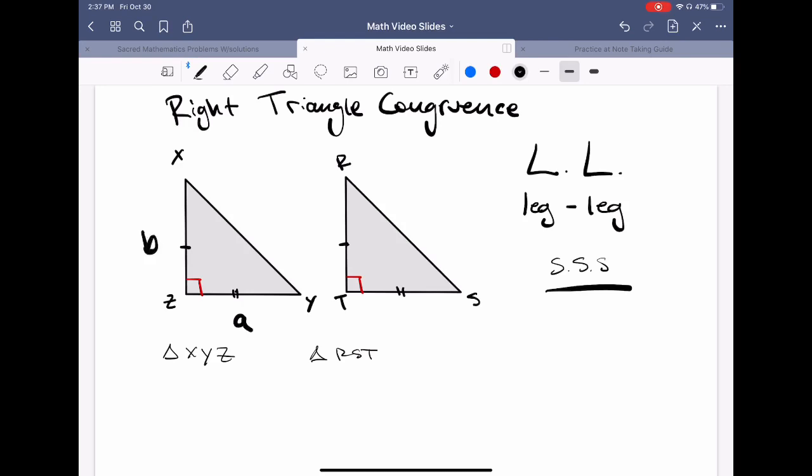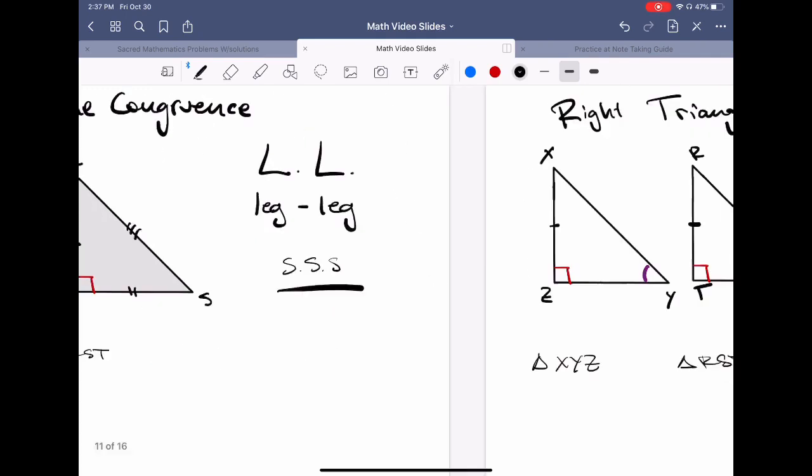We got A, B, and C. And in a right triangle, because we're using the Pythagorean theorem, if I know A and B, C can only be one number. Likewise in the other triangle. So that's how I can say these two triangles are congruent.